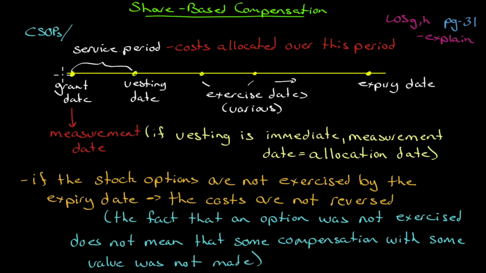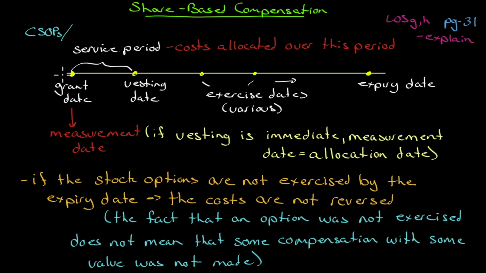If it expires worthless for them, well, too bad for them. We still delivered on the grant date. We still delivered something that had a fair value, something that had a positive fair value. So we would still record it as an expense. Once we record an expense and we give it away, that's it. It's done. If it doesn't work out for the employee, well, then that's too bad.